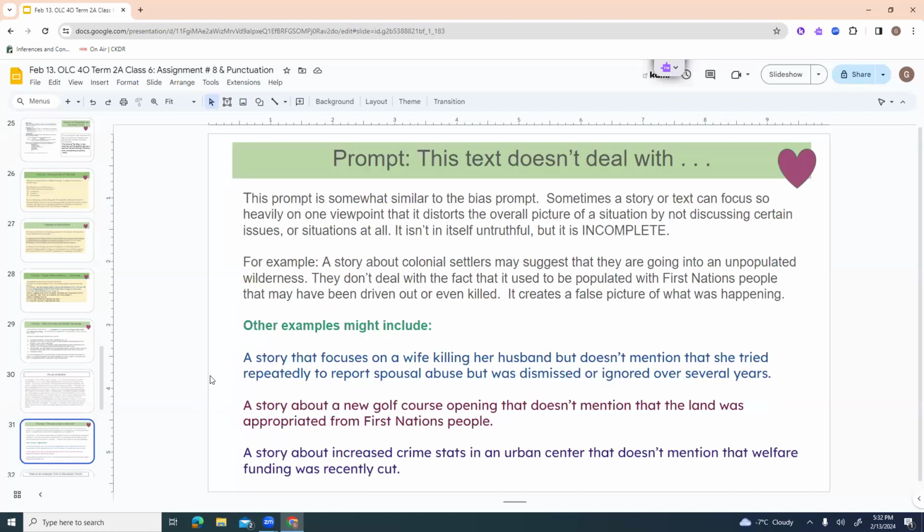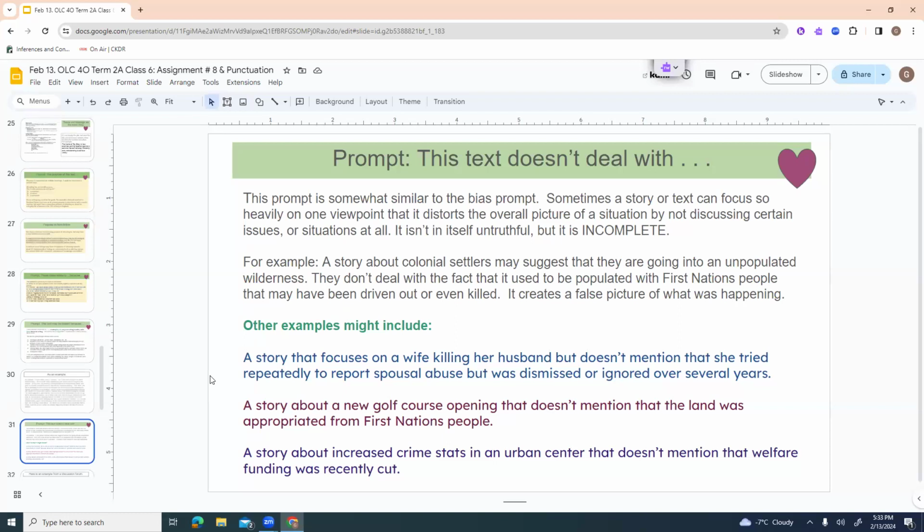One of the other prompts is very connected to the concept of bias, and it says this text doesn't deal with blank. Sometimes a story or a text can focus so heavily on one viewpoint that it distorts the overall picture of a situation by not even discussing certain issues or certain situations at all. It isn't that it's untruthful, but it is incomplete and can give a false picture.